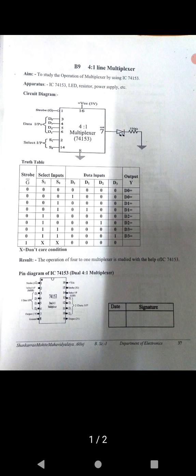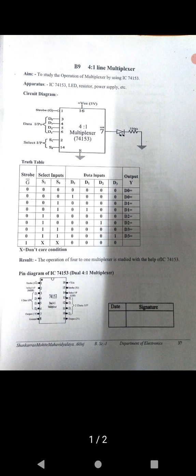This question can also be asked in an MCQ: which IC is used for a multiplexer? 74153. Then the apparatus of this experiment: one IC 74153.